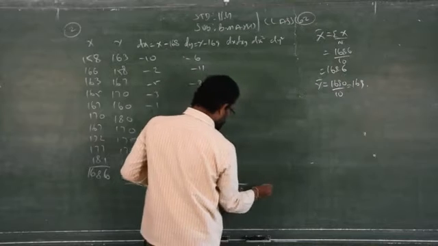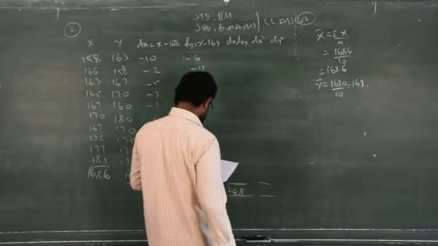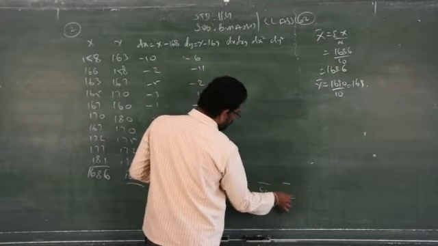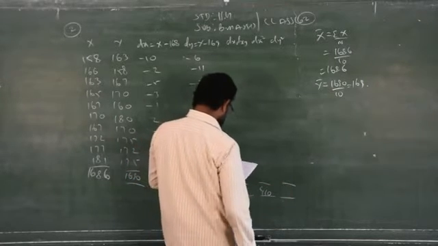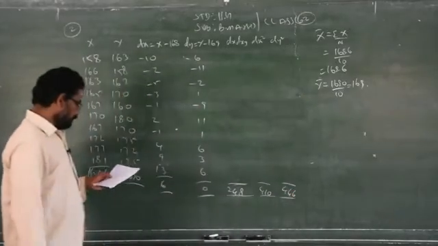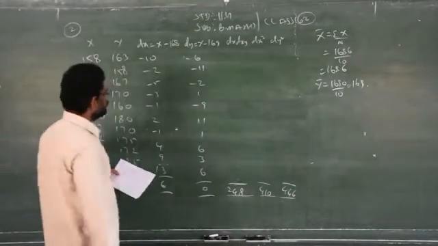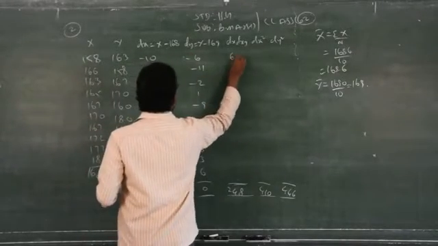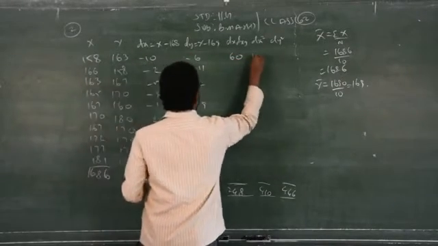Summation dx dy is 248, then dx square total is 410 and dy square total is 446. Clear? So now you have to work it out. Just you have to multiply dx dy, 60. When you square, you will get 100.